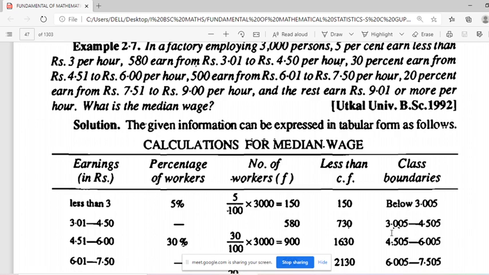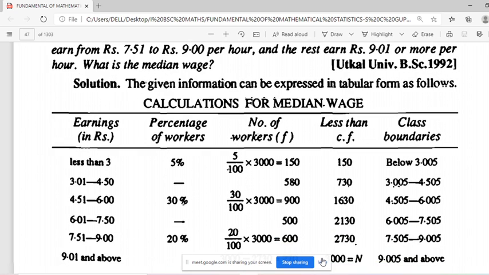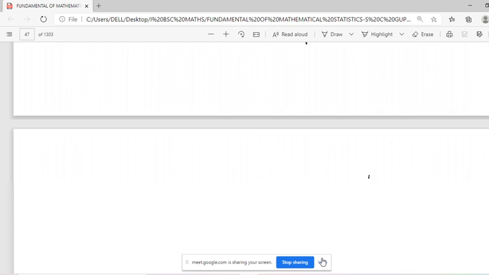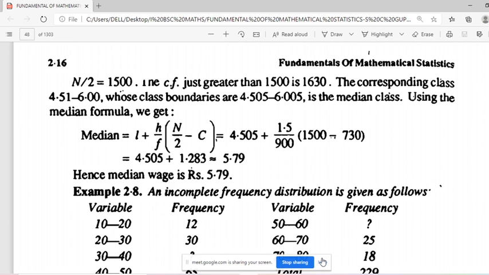So we have modified like this, and we have calculated the frequency using percentage, and we have done the similar analysis as in the previous problem.